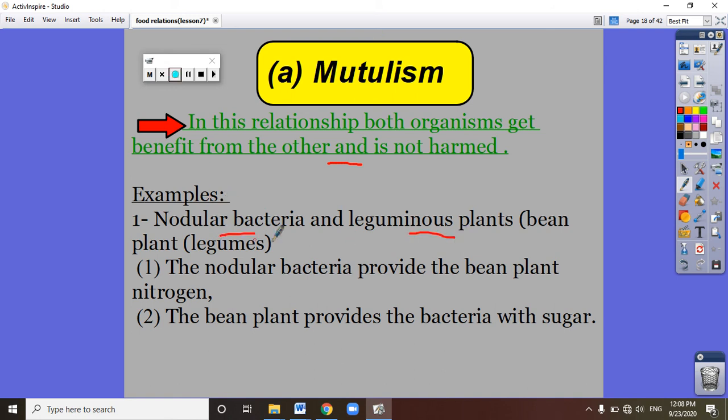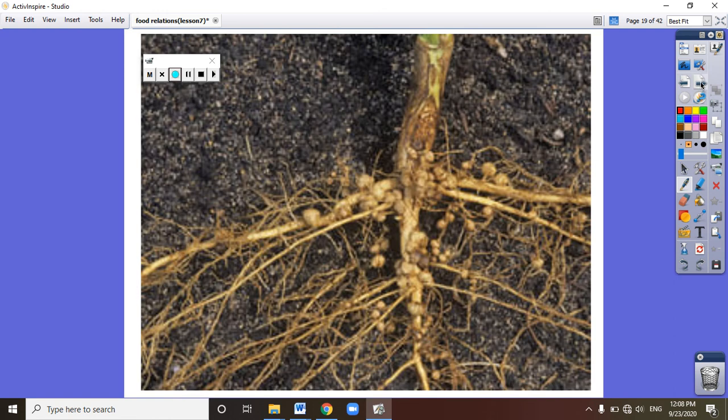Nodular bacteria is a type of bacteria. Leguminous plants are a type of plants, like the beans that we eat at breakfast. All of us eat beans at breakfast. Okay, leguminous plants. So let's see what the meaning of mutualism is and what the relation is between the leguminous plants and the nodular bacteria.